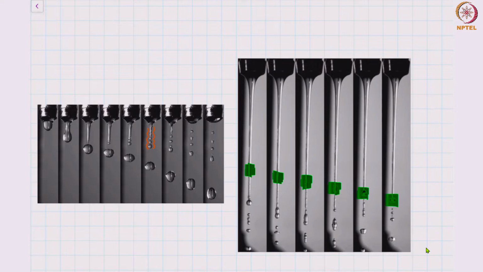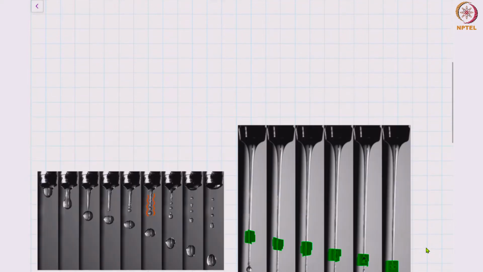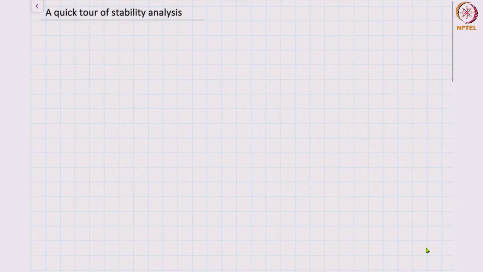Now, I want to reproduce the theoretical analysis of Rayleigh. But before I do this, we need to understand the idea of stability. What does stability mean? And what are the common words that people use in stability? Stability forms an important subtopic in fluid mechanics. So we look at problems in stability in this lecture.